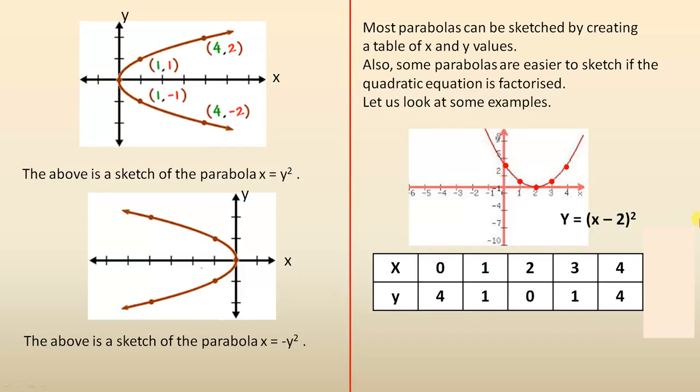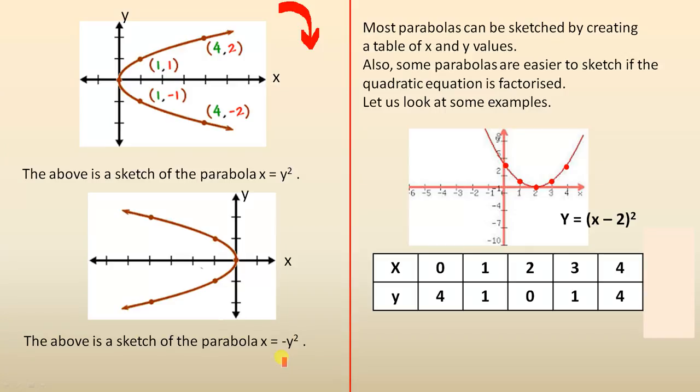The above sketch of the parabola is x equals y squared. Now, this here is the same shape as y equals x squared, but it is a rotation of 90 degrees in that direction. Notice the x and the y have been swapped around, so originally we had y equals x squared. If we swap the x and the y around, we get just a rotation of 90 degrees in the clockwise direction, and that's the parabola here.